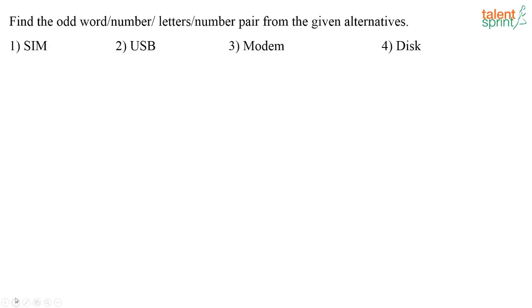Next question. Find the odd word, number or letters or number pair from the given alternatives. What is the answer here? Which is the odd one? The odd one here is SIM. Why is SIM the odd one? See, all these others, USB, modem, disk, are related to computers. They are all used in computers. SIM is what you use in the mobile phone. So the correct answer is option 1, SIM.